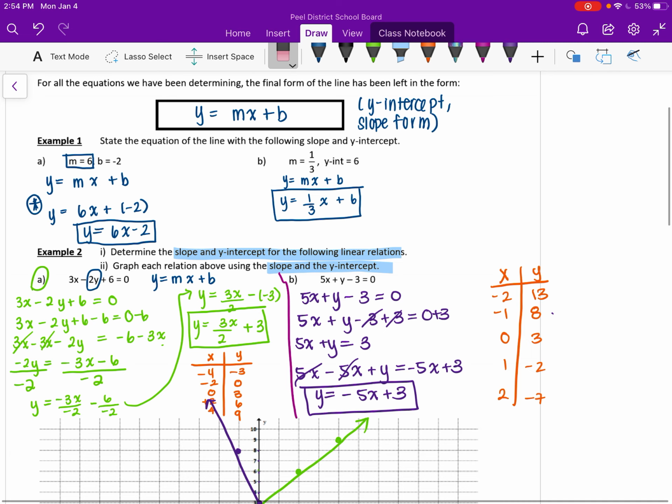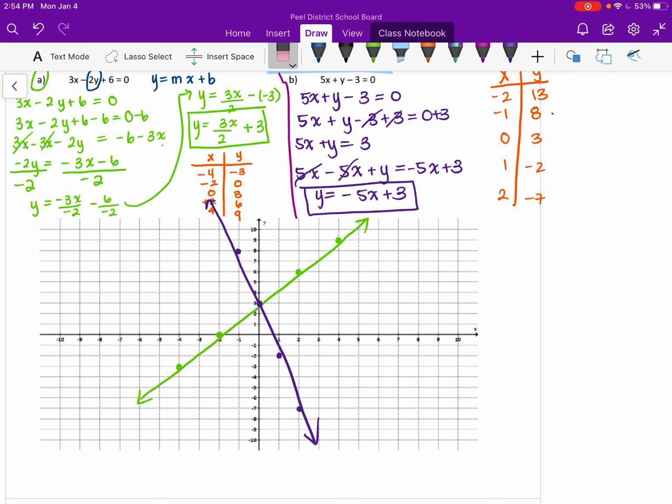And then if you have the slope, you can graph it this way. You can also just go up, the way that I graphed the purple line here, however you feel best. Or you can make a table of values. So I've given you a few ways that you can graph these equations. All right, thank you.